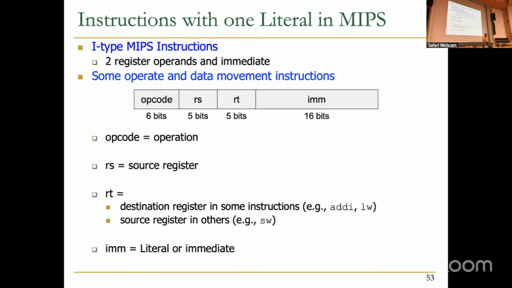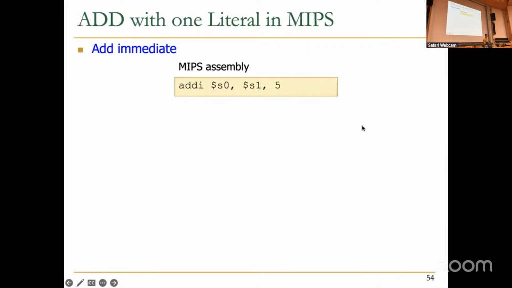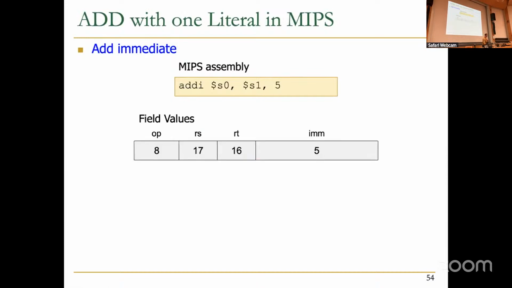Okay, the most important thing for our purposes right now, because we're discussing literal values, is this literal or immediate. You can express a 16-bit immediate over here. So this is an example, add immediate, and you can see that the opcode is different from add. It's not add anymore, it's add I, add immediate. These are the field values if you want to add 5 to source register 1, S1, which is represented as 16.